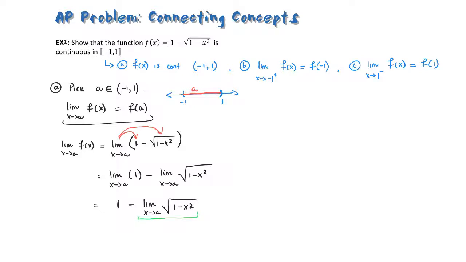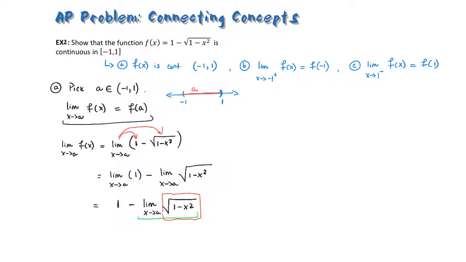I want you to notice that this function right here is a composite function. The inner function is a quadratic, 1 minus x squared. And then the outer function is a radical function. So in order to evaluate this limit, what I want to do is make sure that the radical function, which is the composite function with the quadratic inside, is continuous at a. I would like to figure that out.